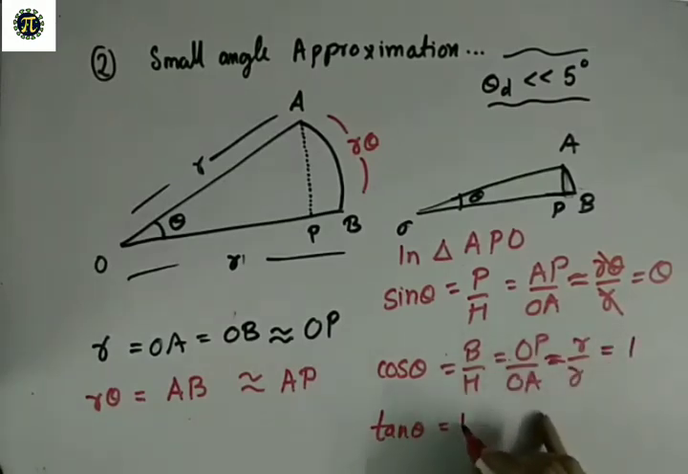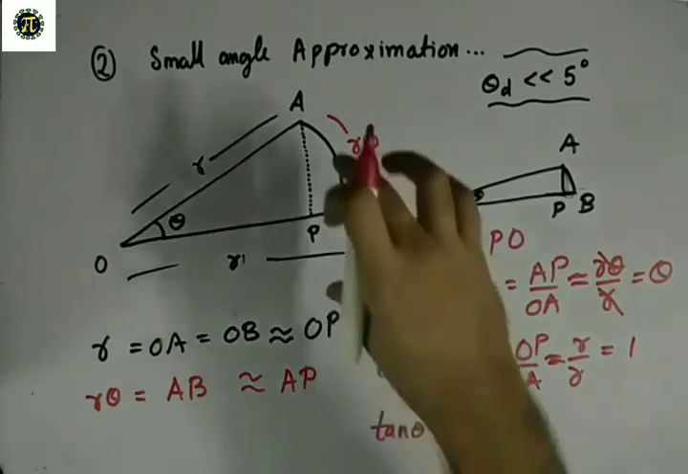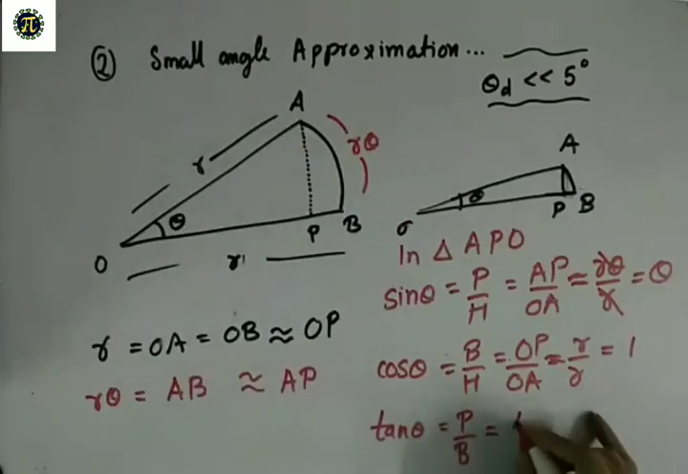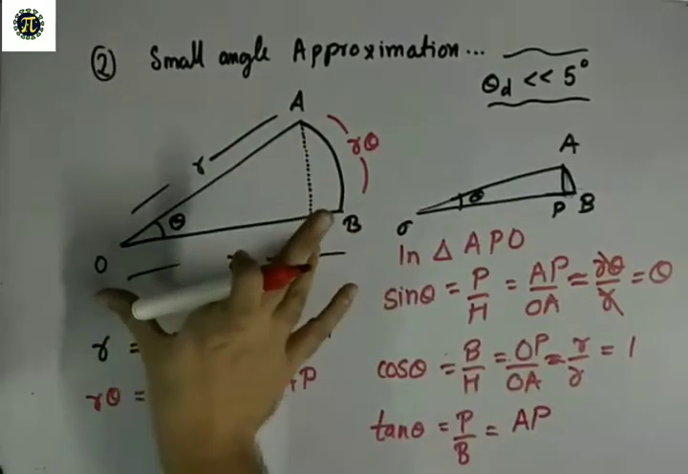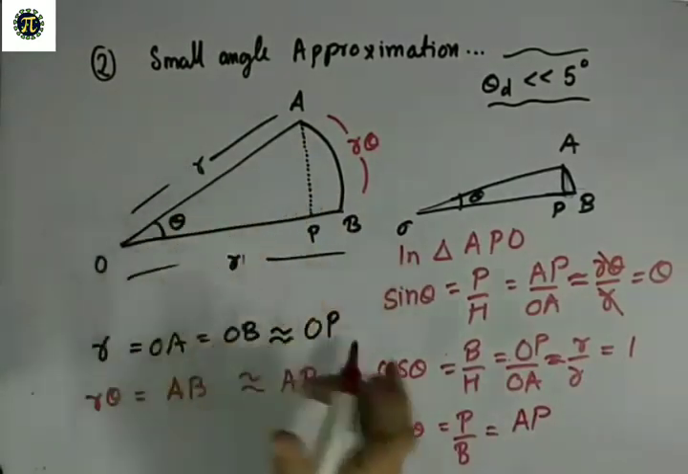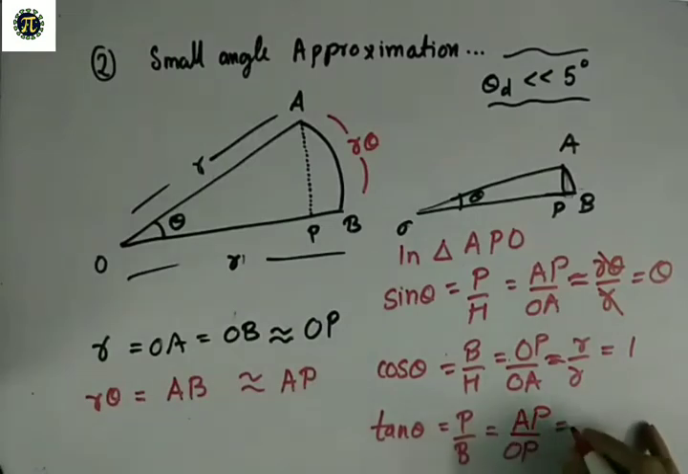And tan theta is perpendicular by base. What is the perpendicular in this scenario? This is AP, again AP, and the base in this triangle with respect to theta is OP. So this is R theta by R approximately, which is also theta.